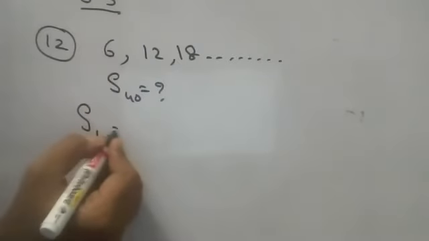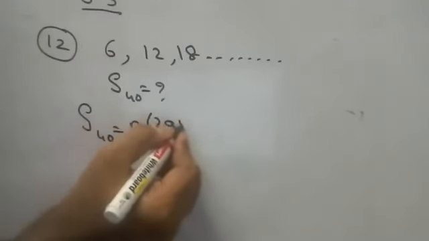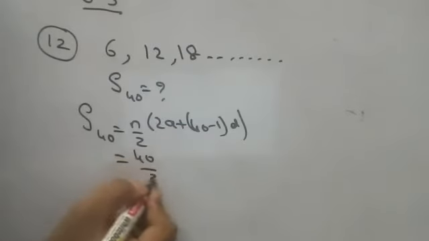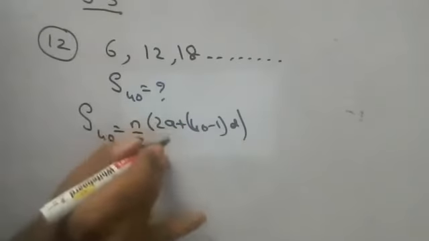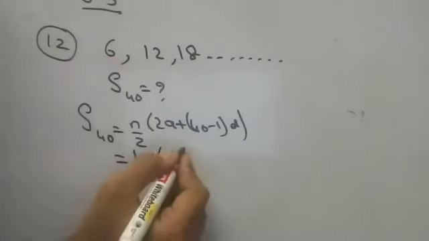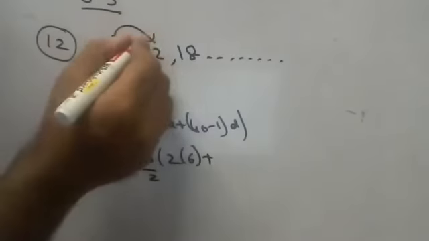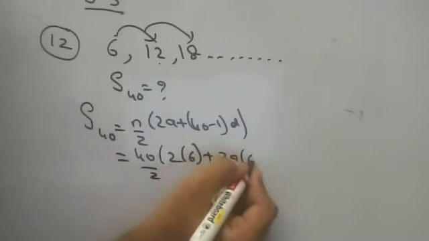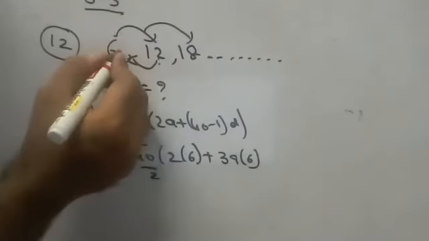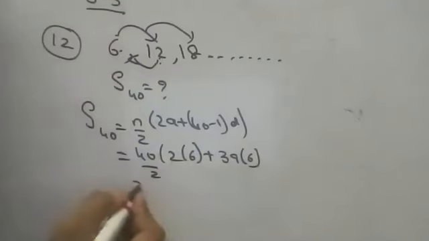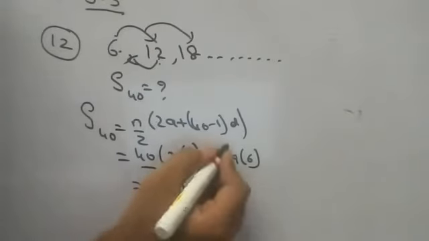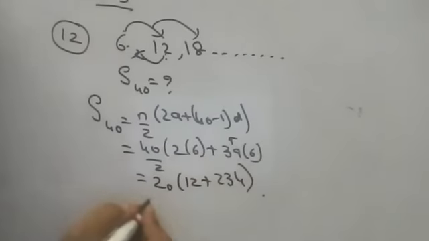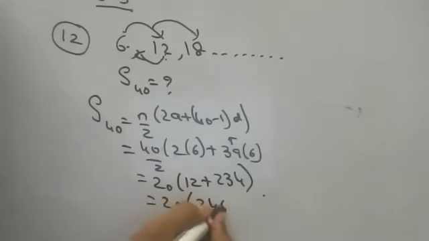S40. What is S40, children? n by 2 into 2a plus n minus 1 into d. 40 by 2 into 2a, 2 into 6 is 12, plus 39 into d. The common difference is 6, no, children? Common difference is second minus first always. So 20 into 12 plus 6 times 39: 6 9s are 54, 6 3s are 18, that is 234. So 20 into 246.